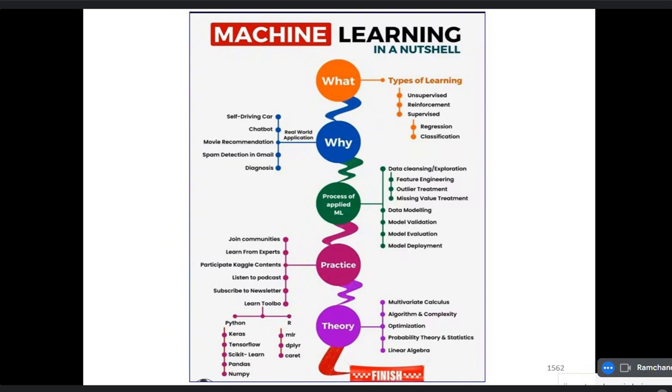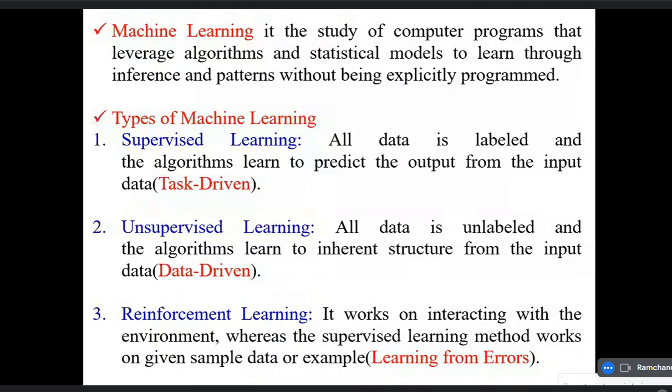Then for theory, we are using multivariate calculus, algorithms and complexity, optimization, probability theory and statistics, and linear algebra. Then what is meant by machine learning? Machine learning is computer programs that leverage algorithms and statistical models to learn through inference and patterns without being explicitly programmed. We have three types of machine learning.